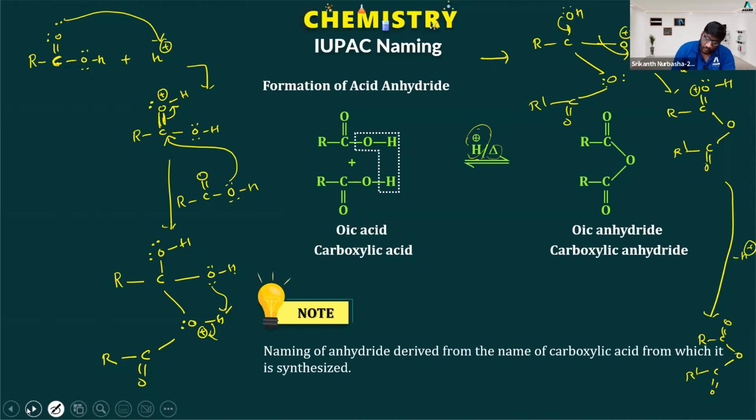So the naming of an anhydride is derived from the name of the carboxylic acid from which it is synthesized. That is why we have written the carboxylic acid also. We are going to look at the names of anhydrides and special molecules in the next class. Then we are going to continue with isomerism.